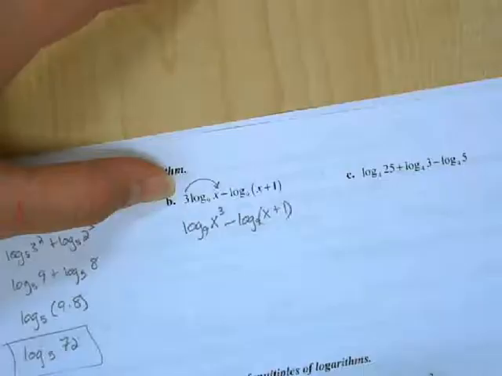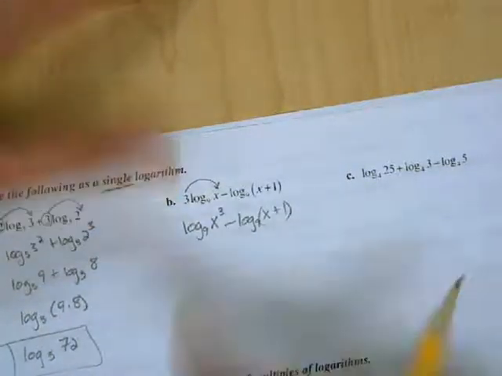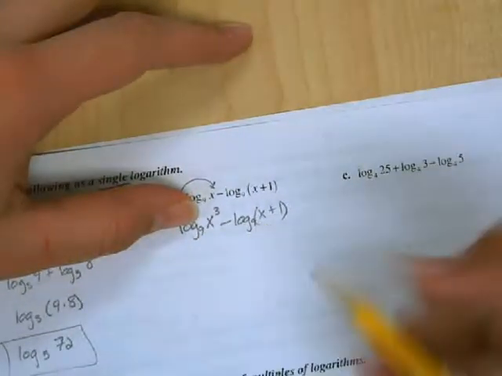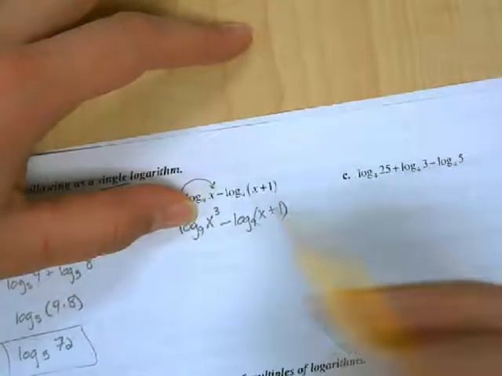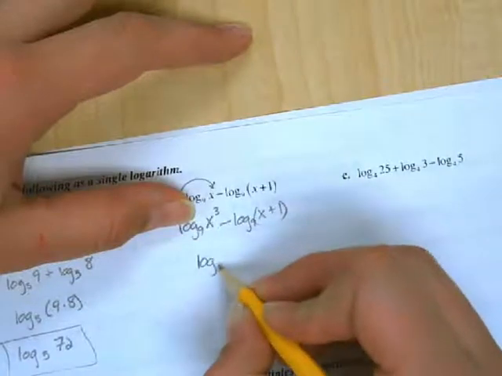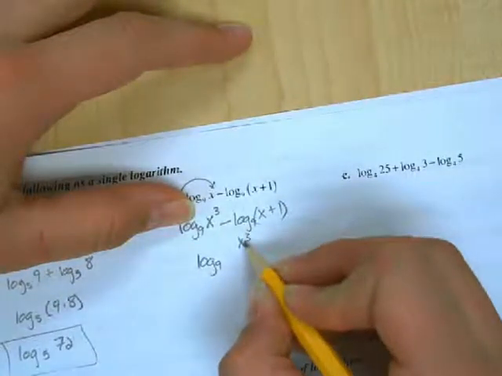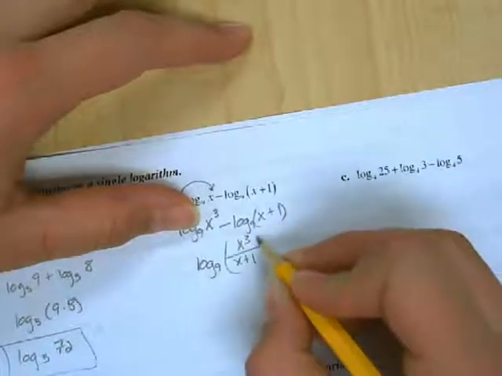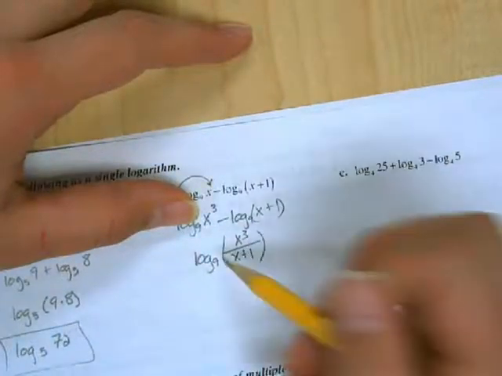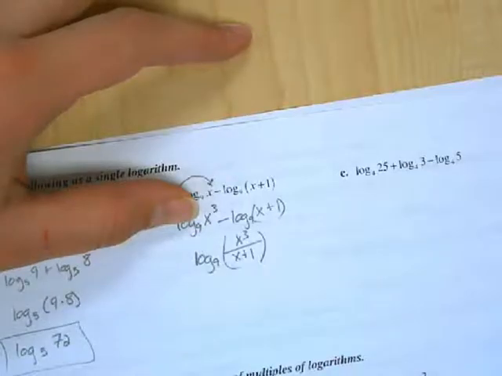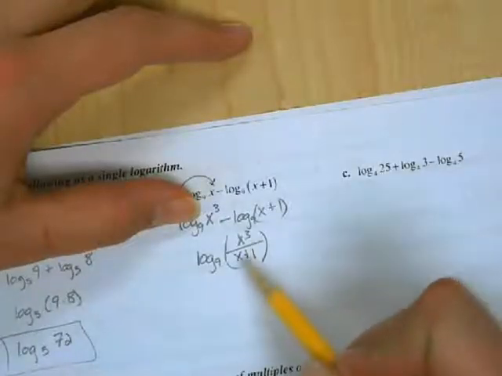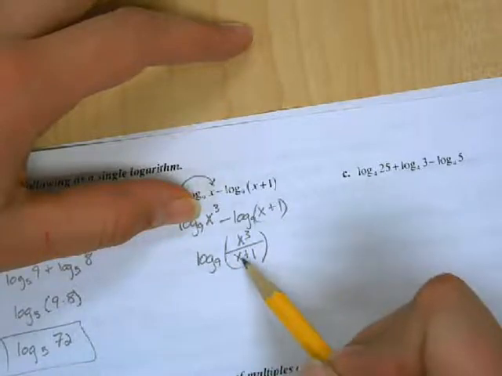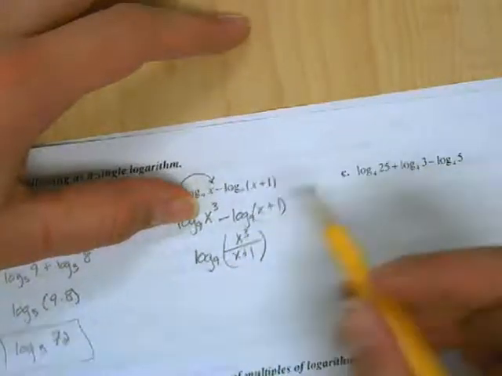Now, subtraction. Subtraction should immediately say quotient property. So when I'm subtracting two logarithms, I divide my arguments. So log base 9, x cubed goes on top because it's first, and x plus 1 goes on the bottom because it's second. I use my parentheses, and that would be my answer. Nothing here is going to reduce. Again, I've got that plus 1, so those two things are bound. I can only reduce this with another x plus 1, which I don't have. So that is my answer.